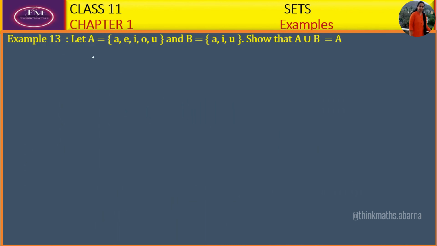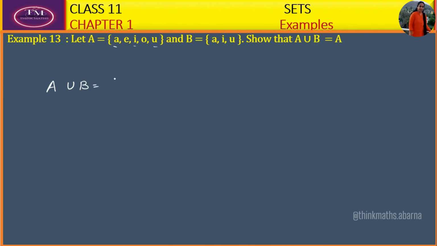Example 13. A is equal to the set {a, e, i, o, u} and B is equal to {a, i, u}. What we have to find? We have to show that A union B is nothing but set A. So if you check the elements, in A we have the vowels a, e, i, o, u. What are the elements in B? It is a, i, u. All the three elements in B appear in A. So therefore A union B.